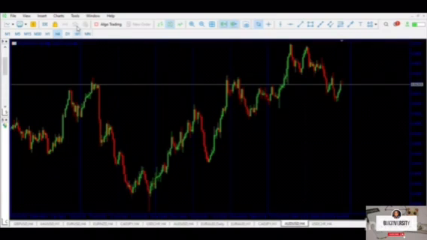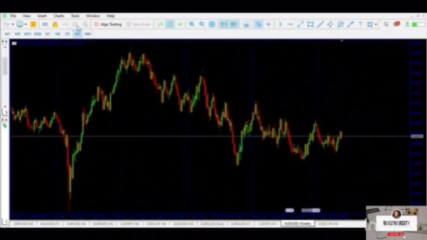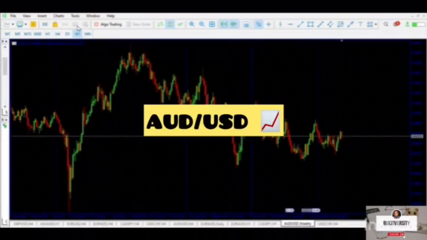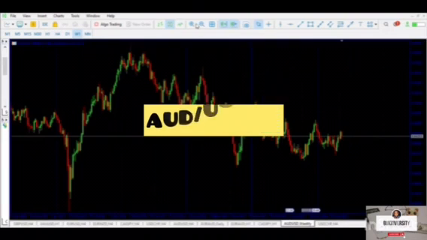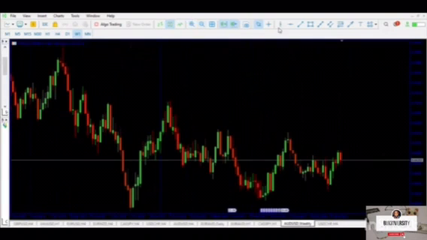We have Aussie USD, Australian dollar, US dollar. So this is also the same. We do the same analysis on this one also. Look at it from our weekly, we draw our levels. We have a level around here. This is a strong level.